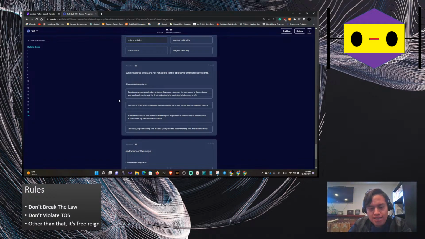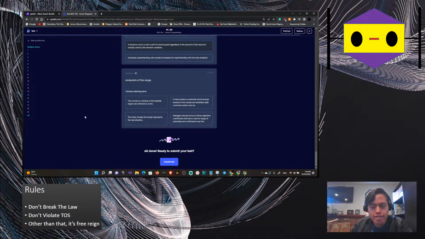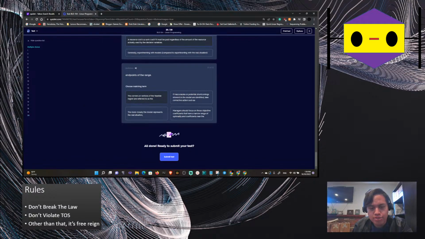A resource cost is a sunk cost if it must be paid regardless of the amount of the resource actually used by decision variables. Sunk costs are not reflected in the objective function coefficients. Endpoints of a range are what? The corners or vertices of the feasible region are referred to as the endpoints of the range.